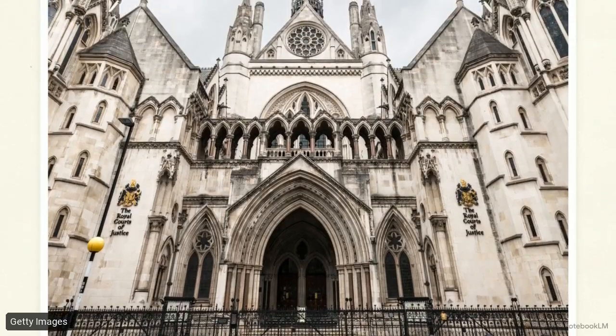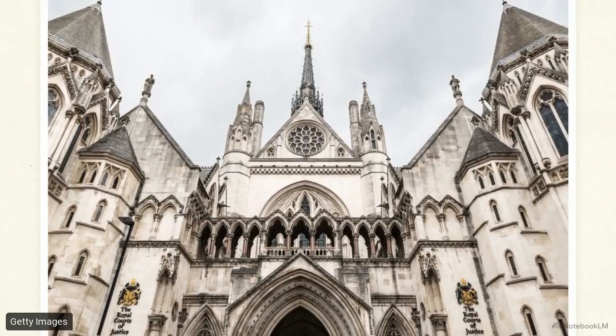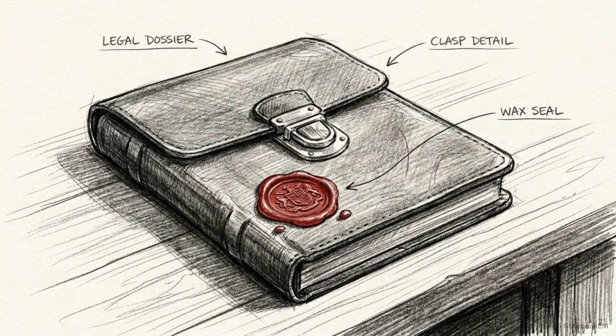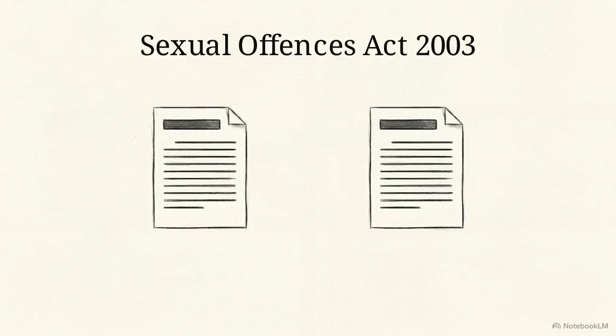The Court of Appeal in London serves as the ultimate testing ground for statutory definitions in English criminal law. When the language of a statute meets the messy reality of human behavior, this court decides exactly where the legal lines are drawn. In 2005, the court heard the case of R.V.H., a dispute that required them to interpret two core provisions of the newly drafted Sexual Offences Act 2003.